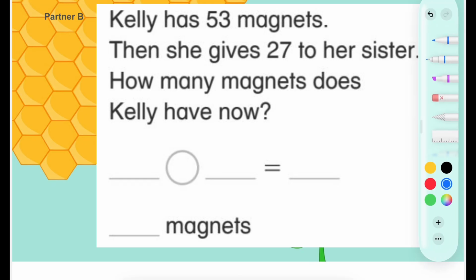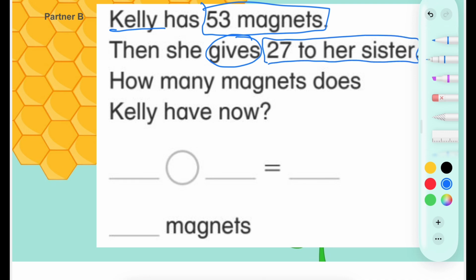Kelly has 53 magnets. She gives 27 to her sister. How many magnets does Kelly have now? Oh, there's a number sentence. The story is about Kelly, who has 53 magnets. She gives. What happens when you give? Your number is getting smaller. She gives 27 to her sister. How many magnets does Kelly have now? So we have to start off with 53. Gives means to subtract 27.